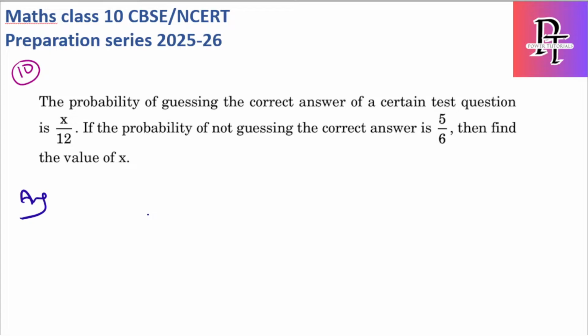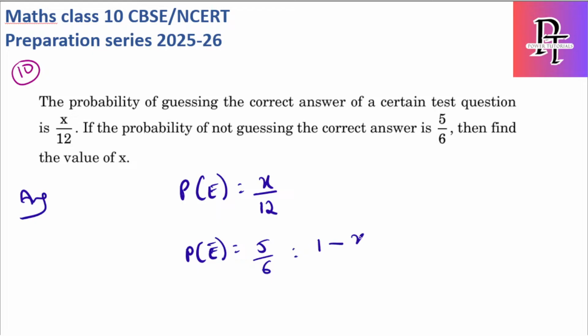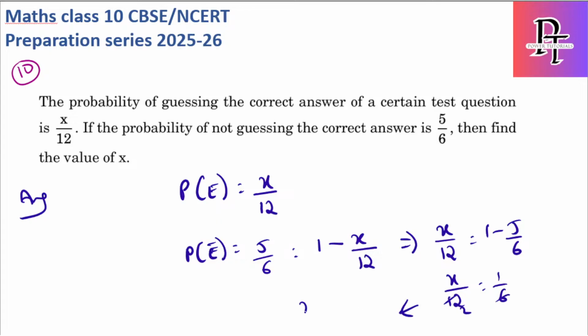The probability of guessing the correct answer of a certain test series is, okay, so P of E, they have mentioned the probability value is x by 12. The probability of not guessing the correct answer is 5 by 6. So simply P of complementary event is 5 by 6. I told you P of complementary for any event is nothing but 1 minus P of E. So it is 1 minus x by 12. From this, if I move x by 12 to the left side and 5 by 6 to the other side, I will get x by 12 is equal to 1 minus 5 by 6. So 1 minus 5 by 6 is 1 by 6, and 6 twos are 12, so I can say the x value is 2.